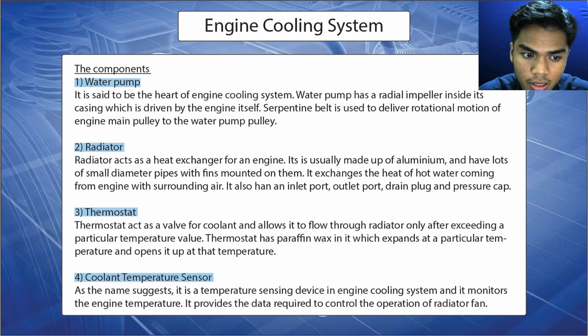Number three, thermostat. The thermostat acts as a valve for coolant and allows it to flow through the radiator only after exceeding a particular temperature value. A thermostat has paraffin wax in it, which expands at a particular temperature and opens it up at that temperature. The last one, coolant temperature sensor. As the name suggests, it is a temperature sensing device in the engine cooling system, and it monitors the engine temperature. It provides the data required to control the operation of the radiator fan.